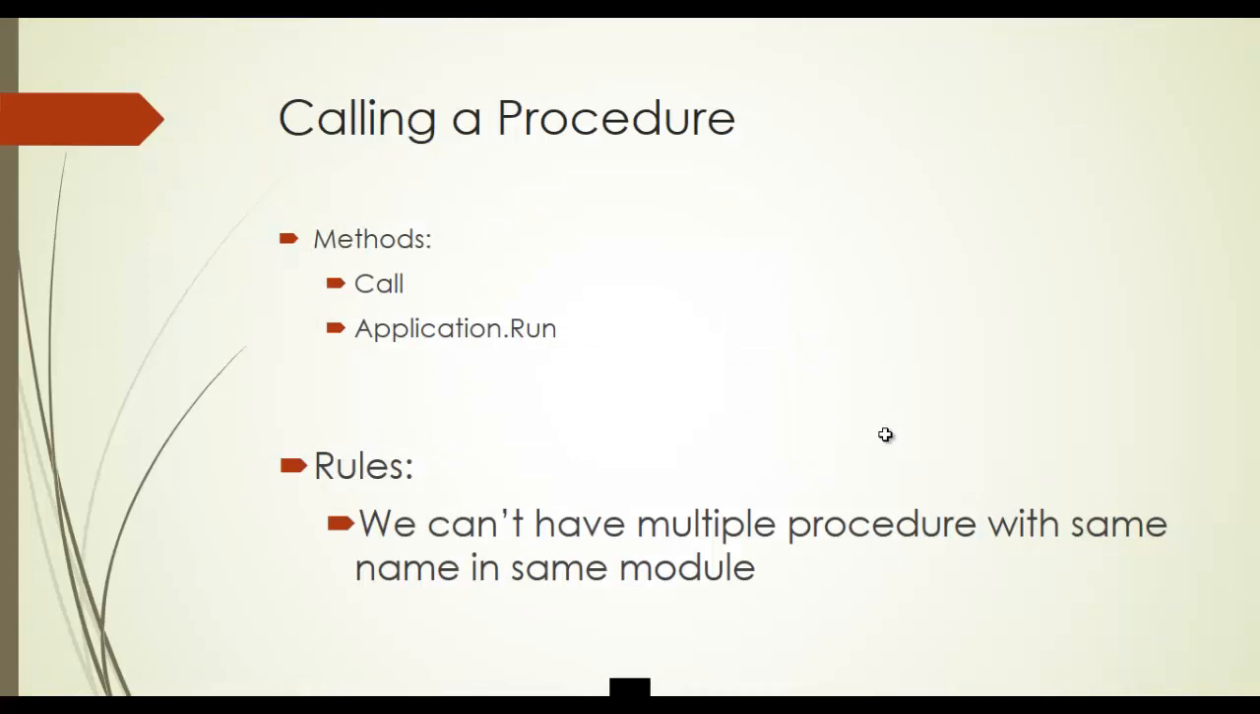Okay, so we have discussed Call and the Application.Run method also, and the rule we have to remember all the time when creating any procedure in any module is that we should not have the same name for multiple procedures. In one module I can have only one procedure with one unique name. So let's see in Excel.